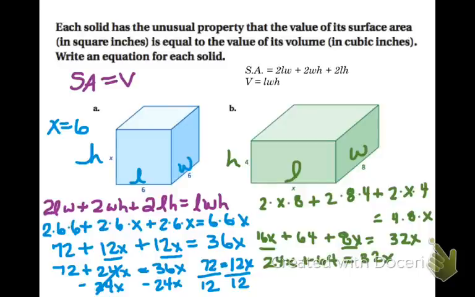So you'll want to subtract the 24x on the left and from its like term on the right. 24 minus 24 is 0. So 64 is equal to 32 minus 24 is 8x. So you'll divide both sides by 8 and get x is equal to 8. And again, you could substitute that back in to see the surface area and the volume are equal.